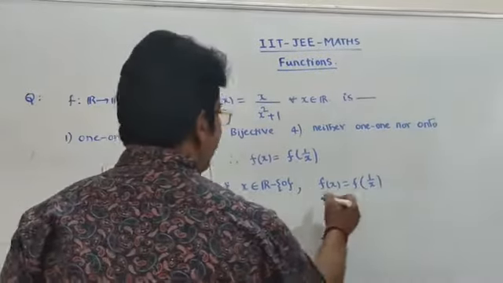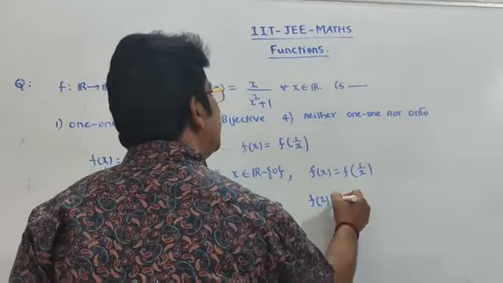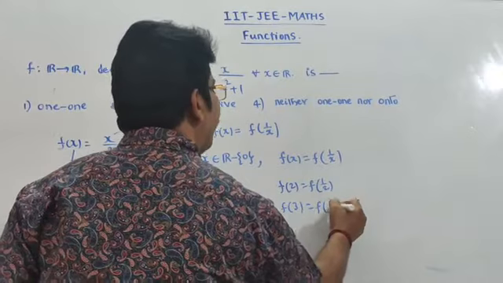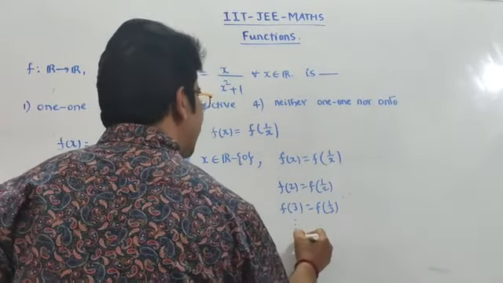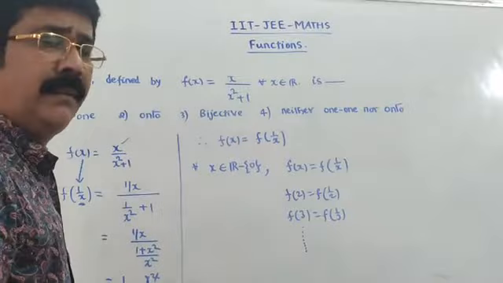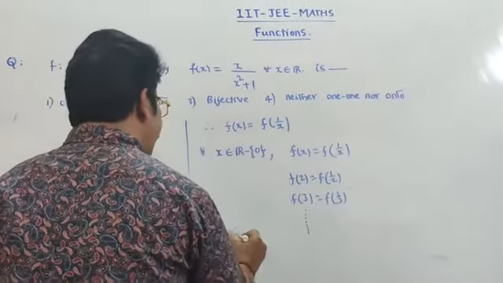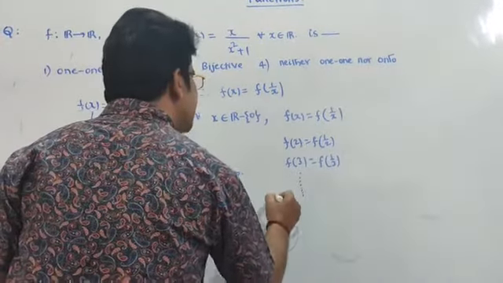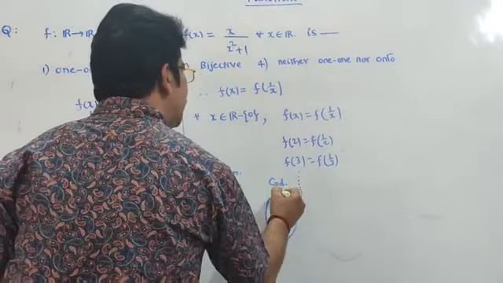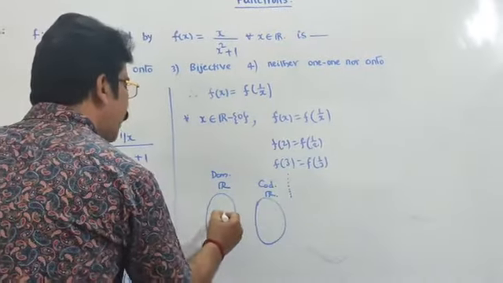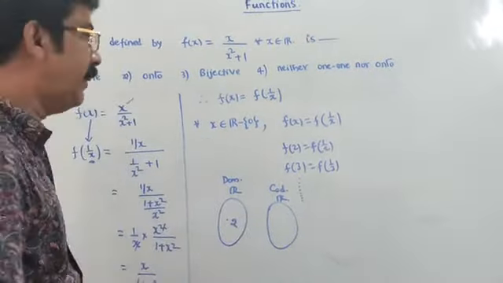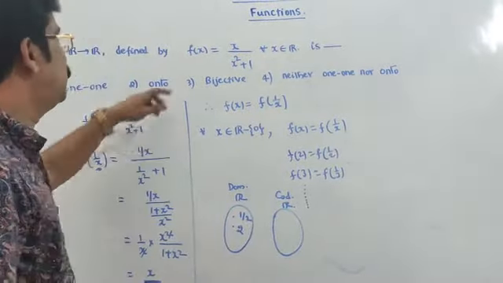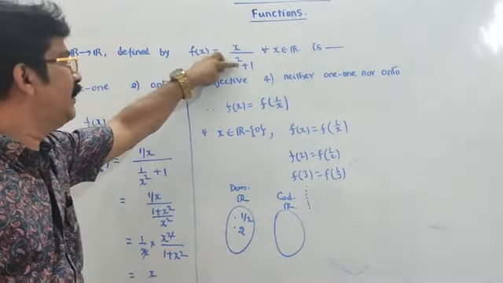Okay. So, means what? F of 2 is equal to f of 1 by 2. F of 3 is equal to f of 1 by 3. Just like that, infinite numbers we can write. F of 2 means this is the domain, this is the codomain, which is also capital R. So the element 2 is there and 1 by 2 is also there. By putting x equal to 2, we get 2 by 4 plus 1, that is 2 by 5.